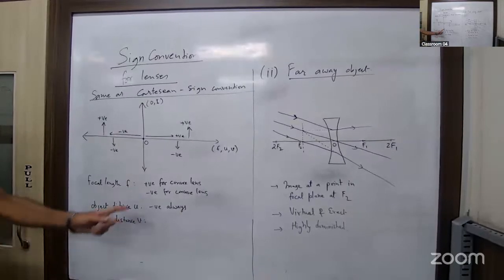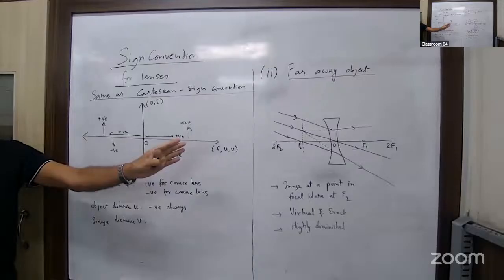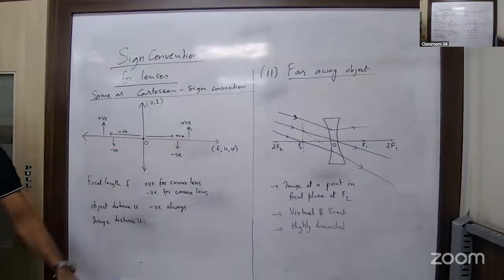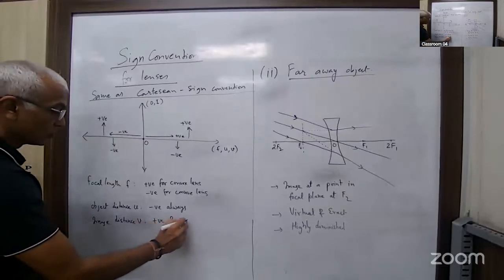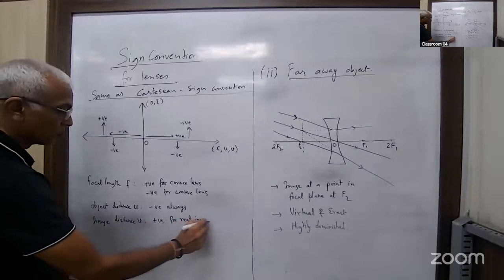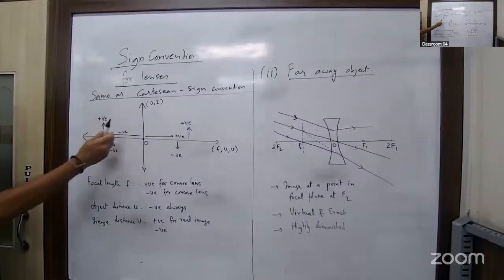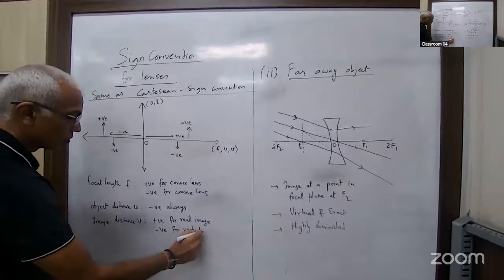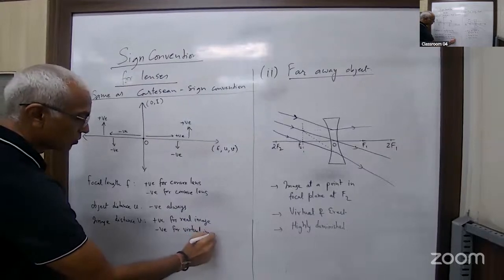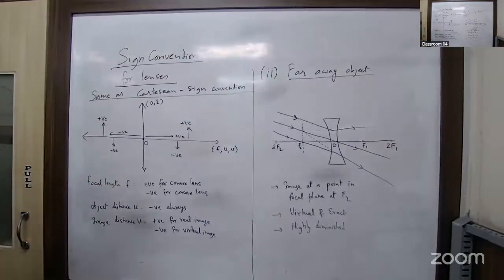What about image? I told you the real image forms in the fourth quadrant. On the x-axis, it is on the right, so positive for real image. And negative for virtual, because it is on the left on the x-axis. Only the sign of image changes. In case of mirror, it was opposite.